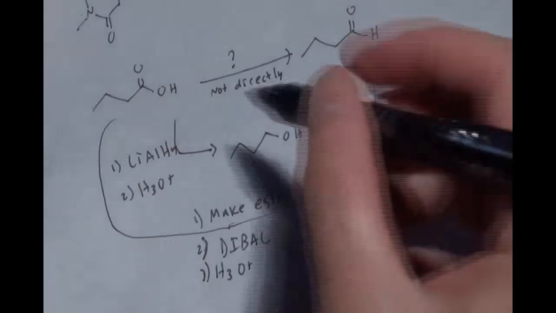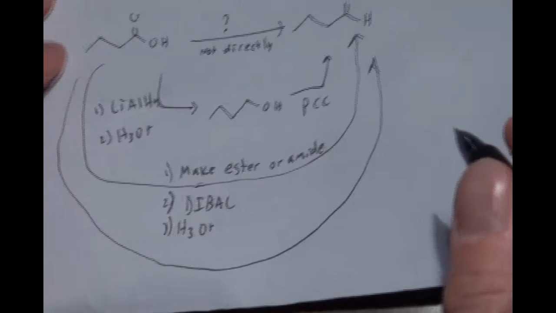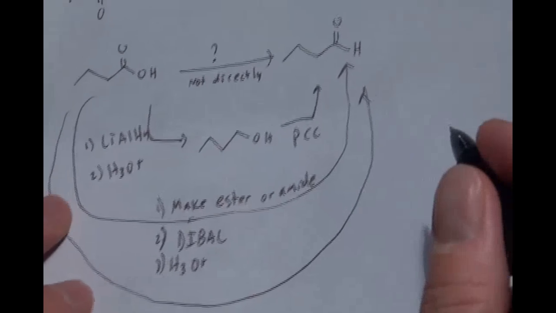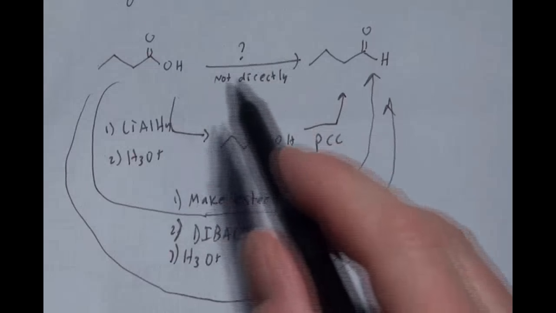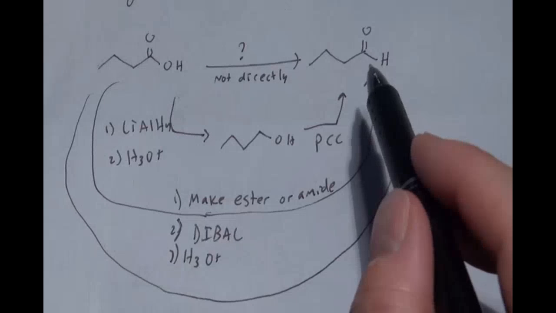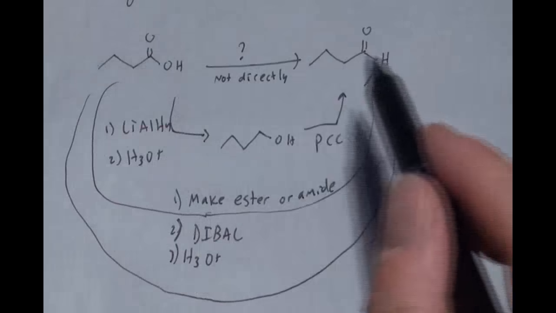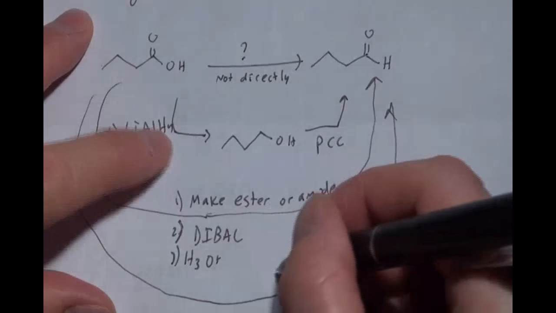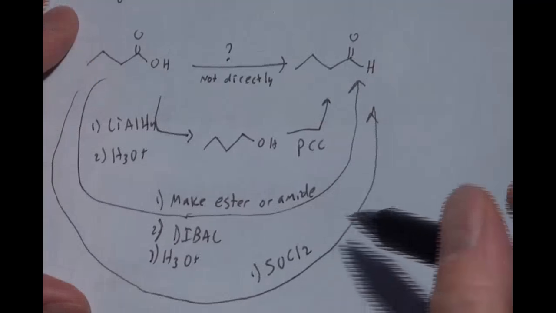Any other ways? Thinking back maybe a tiny bit more, maybe earlier in this chapter. Other ways to do a partial reduction of something that gives you an aldehyde. This is a partial reduction of an ester or amide. Any other partially reducible functional groups? And the answer was SOCl2 makes a what?